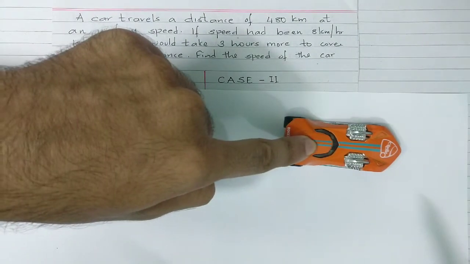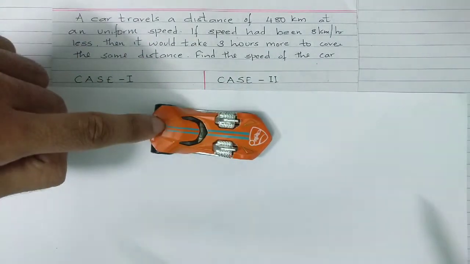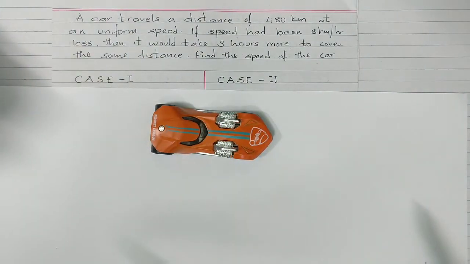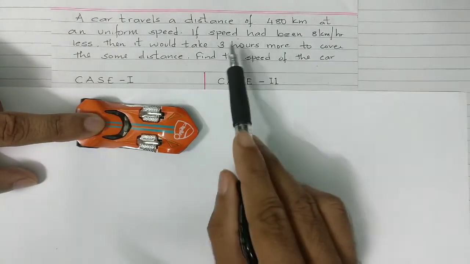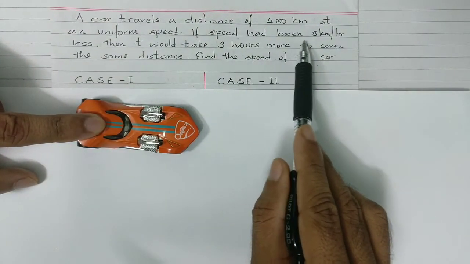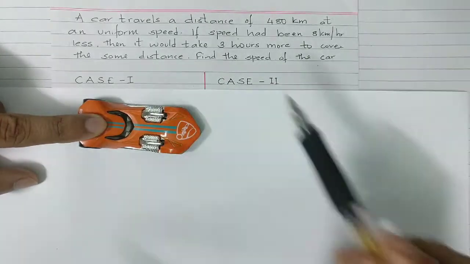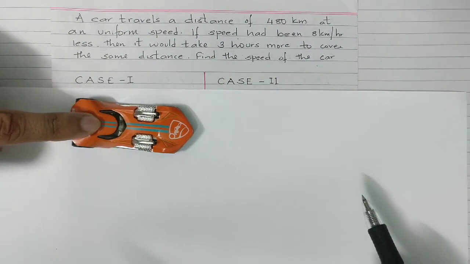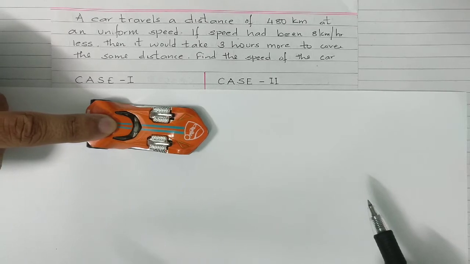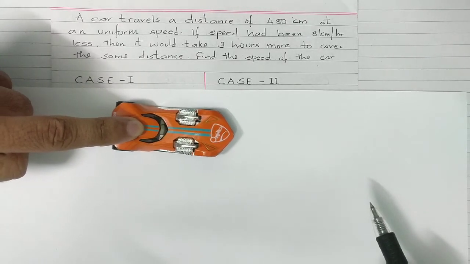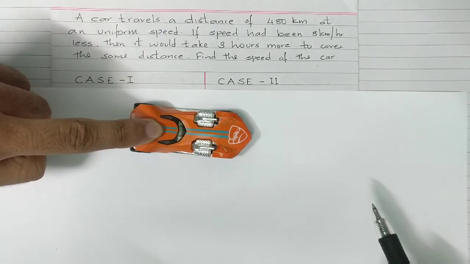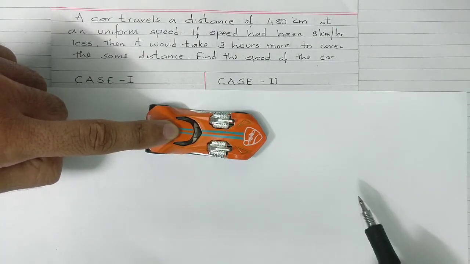I don't know how much this is, so I'll say this to be x. In the second case, we will say it is moving at a speed which is 8 km per hour less than the previous one. So we'll consider it this way.